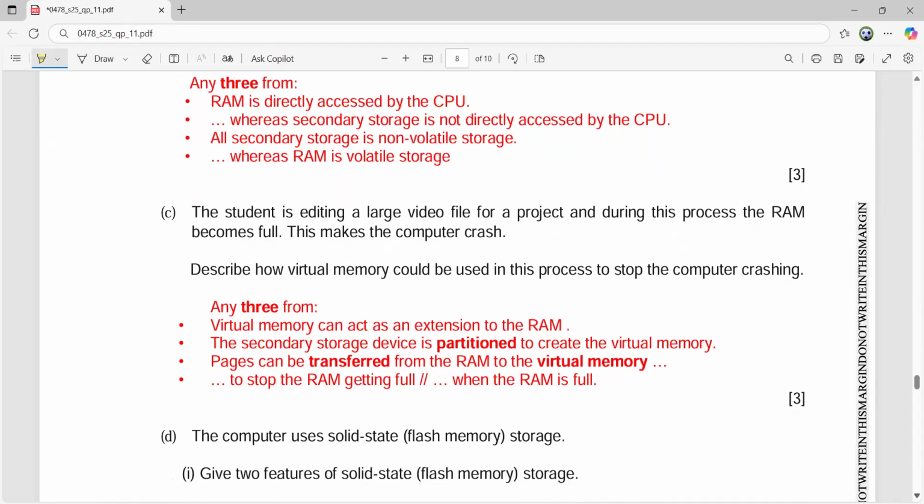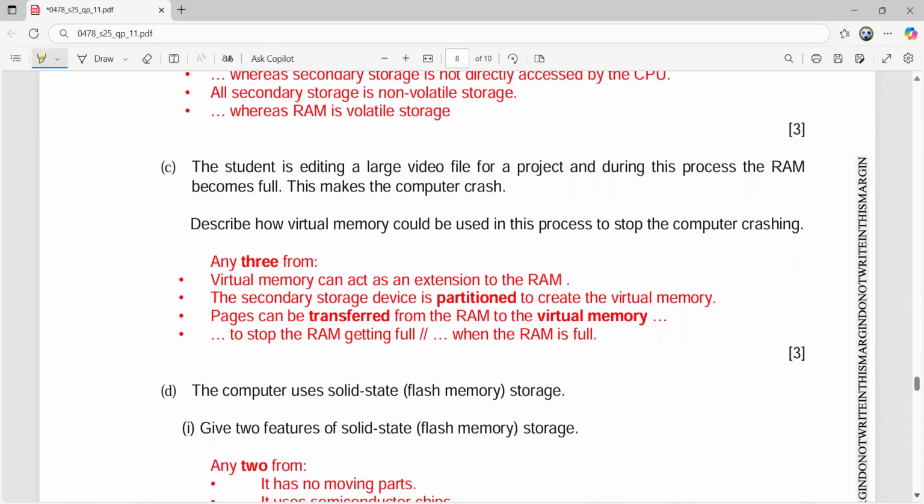So here, VM or virtual memory can act as an extension to the RAM. Secondary storage is partitioned to create the virtual memory. This is what we actually know. There's a space created in my secondary storage, or hard drive, or even SSD, to be available as VM. Pages can be transferred from the RAM to the virtual memory to stop the RAM getting full, or when the RAM is full. So if you have talked about any of these points, even in your own words, but you have explained properly why VM is essential and helpful to us, then you will be able to score 3 out of 3 very easily.